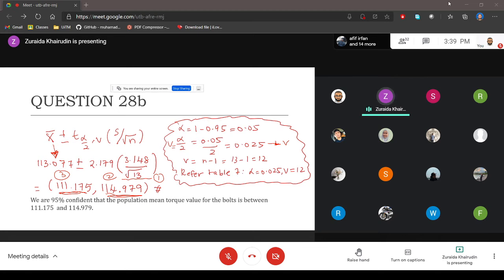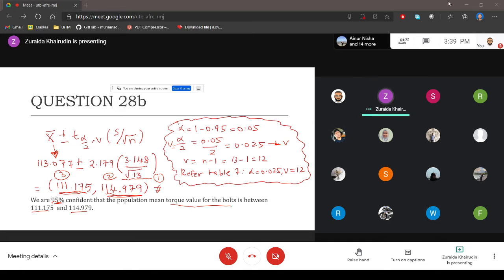Okay, so after that, if the question asks you to interpret, you interpret. We are how many percent? 95% confident that the population mean. So what is your subject? Top value for the box is between. So what is your value? Okay, 111.175 and 114.979. Is that clear? 28B? Yes. Okay.